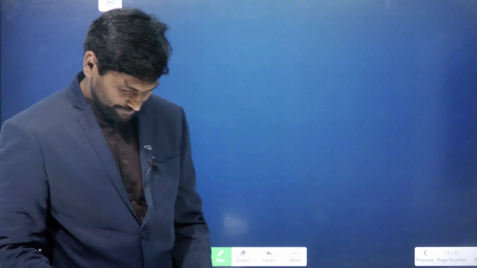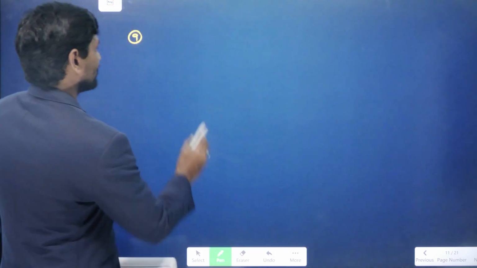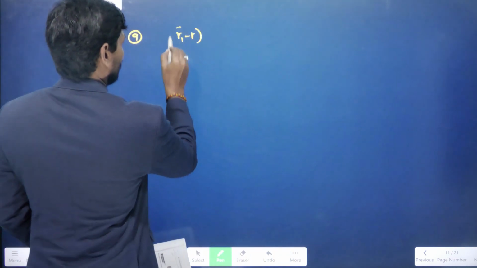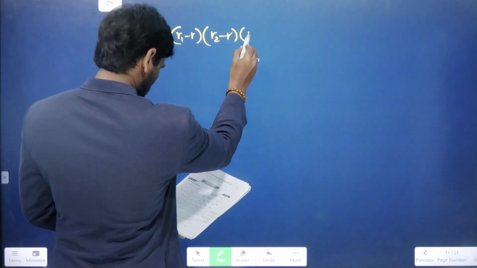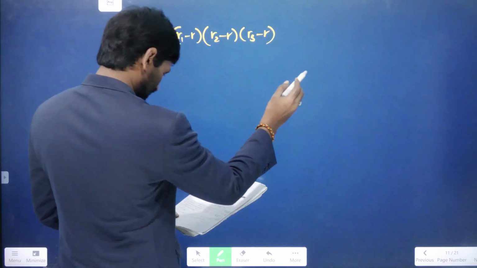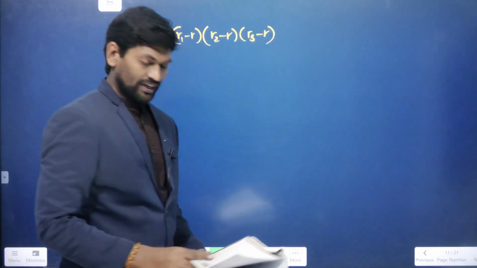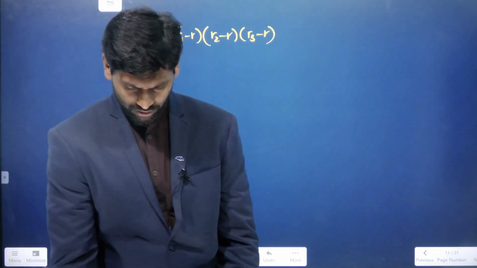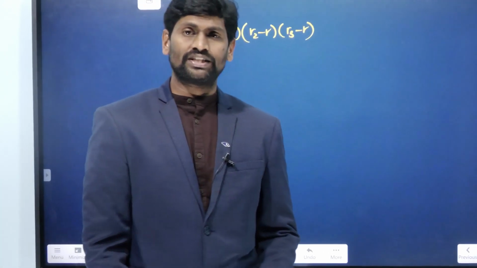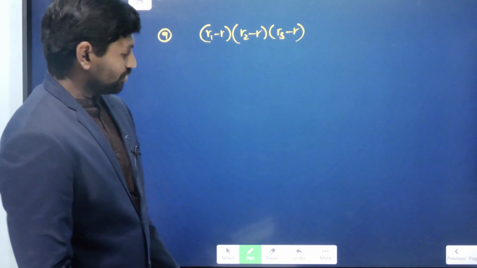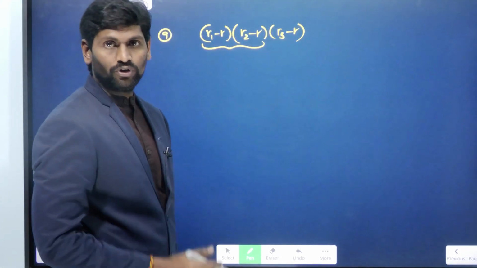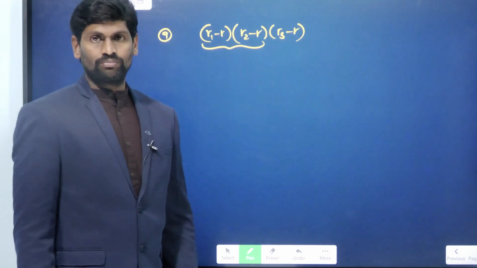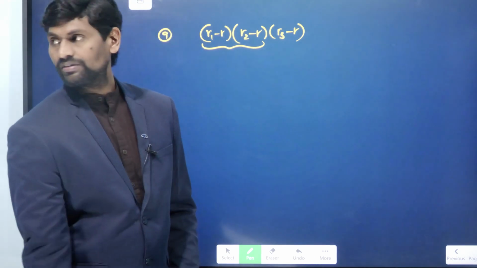Yeah, 9th problem: in a triangle ABC, (r1 minus r) into (r2 minus r) into (r3 minus r), we need to find its value. Okay? So from the given problem, let us try to multiply this. I am just multiplying the first 2 terms. Binomial into binomial gives the 4 terms.